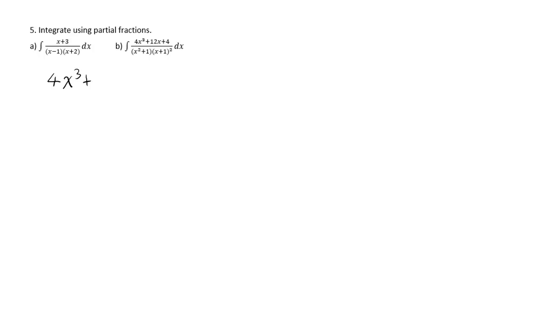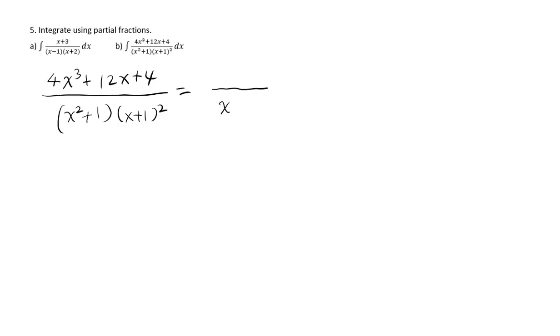4x cubed plus 12x plus 4 over x squared plus 1, x plus 1 squared. Now, one thing that you have to be careful about is that this time you could set it up like this, and since this is second order, you put ax plus b, and for this one it is cx plus d. But if you put it like this, then it's hard to integrate later.